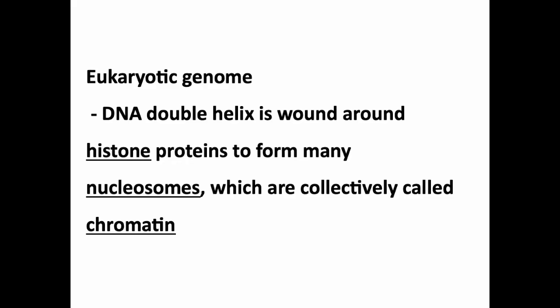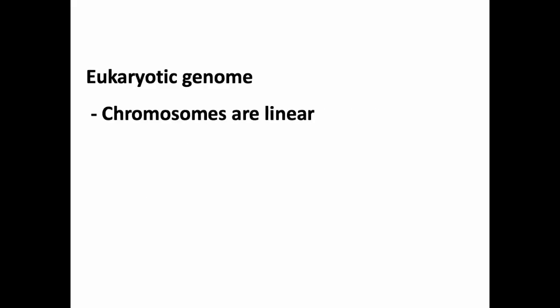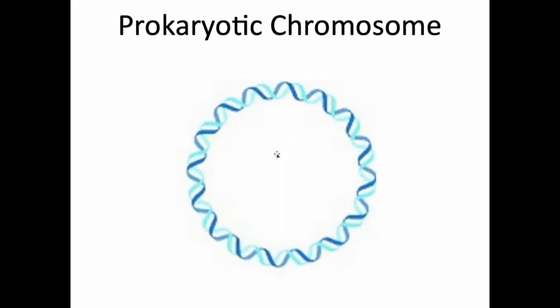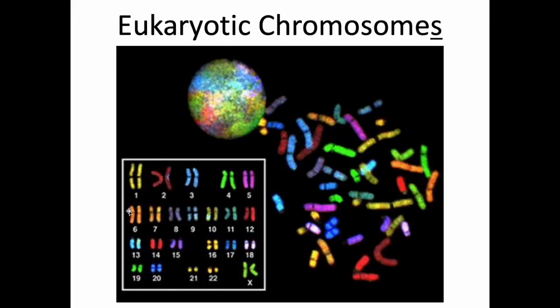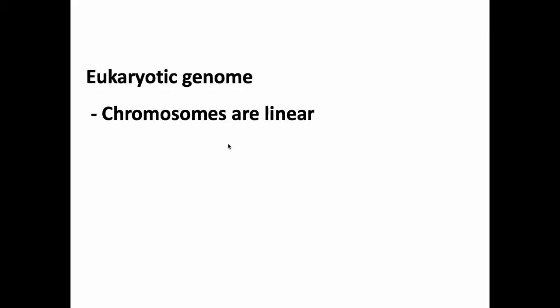The last thing to point out as far as eukaryotes go is our chromosomes are linear. They are not circles like prokaryotes. They are individual sausages, individual lines. There's one end, there's another end. Eukaryotic chromosomes are not circular, they are linear. Okay, so again, this is just some background about the chromosomes themselves.